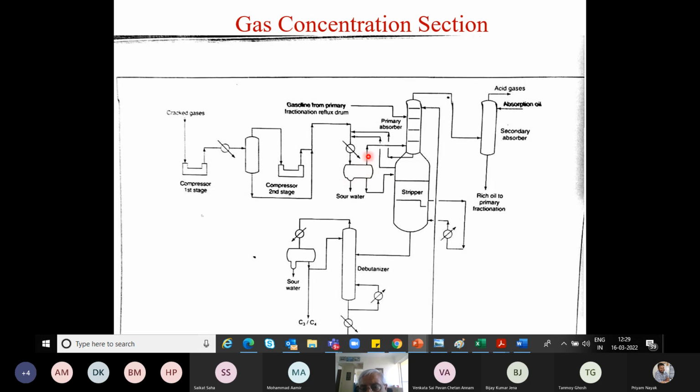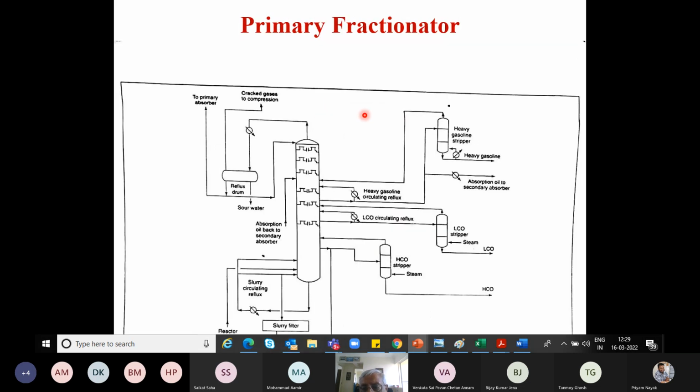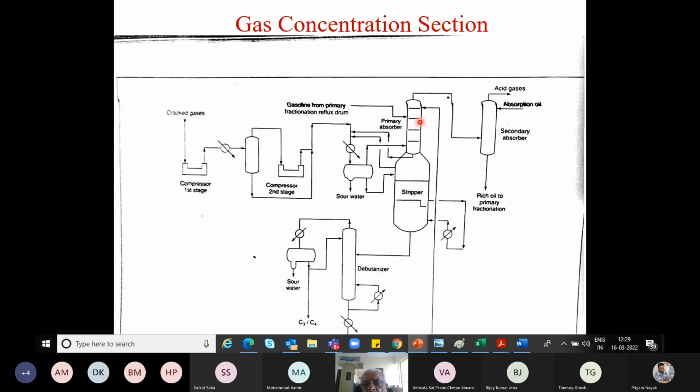These gases will still contain some heavier hydrocarbons because after all, this is a single-stage flash here. So this is sent into a primary absorber where we take the gasoline from the primary fractionation drum. This liquid comes from here. This is the heavy gasoline absorption oil. This particular gasoline is used here to absorb some of the heavier hydrocarbons which might escape along with this gas. And that is added back here.